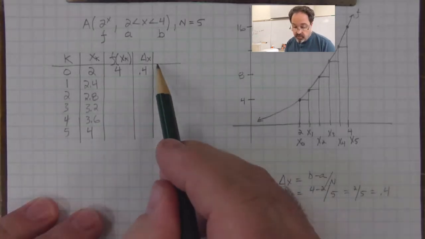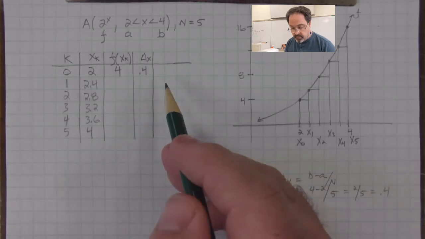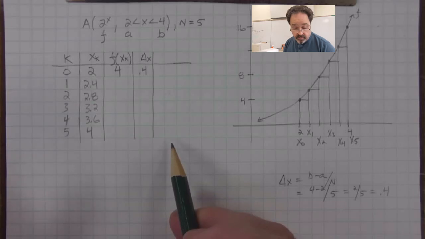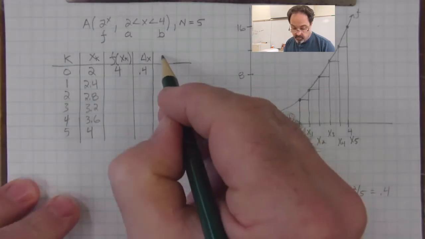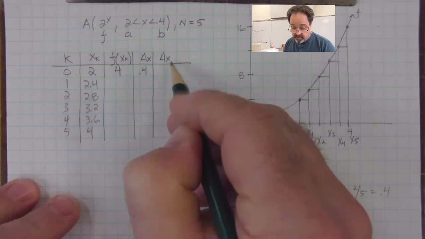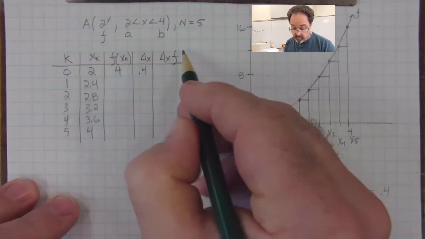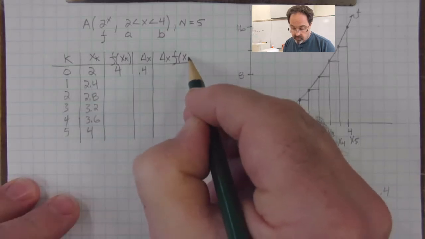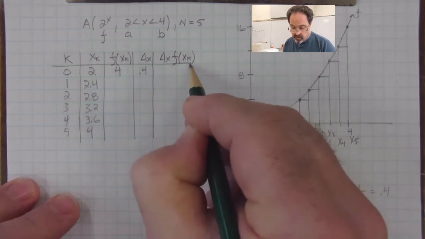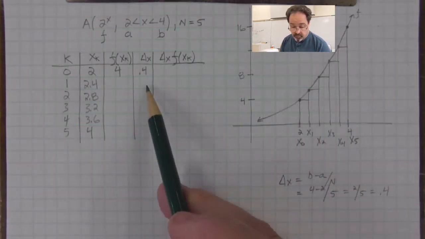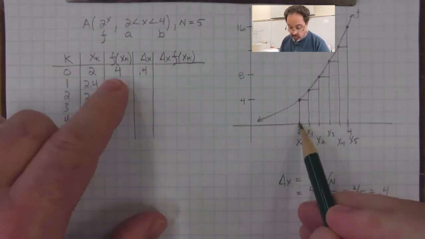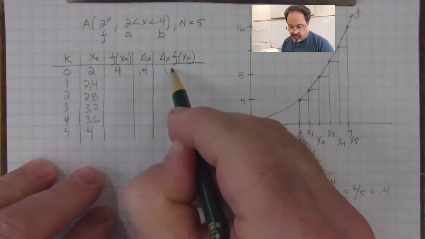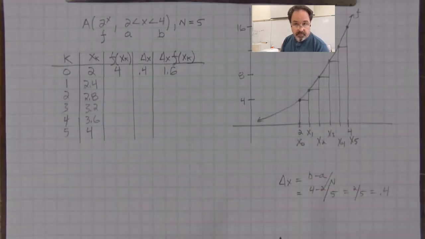The next thing I could do in my table is produce the actual areas of the rectangles. In general, what I'd be doing is multiplying the base, delta x, times the height of the rectangle, which is a value of the function, f at x sub k. And for this first rectangle that has a height of 4 and a base of 0.4, I multiply them and get 1.6, the area of that first rectangle.